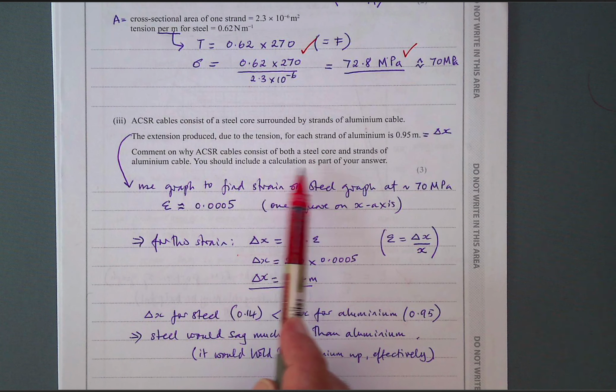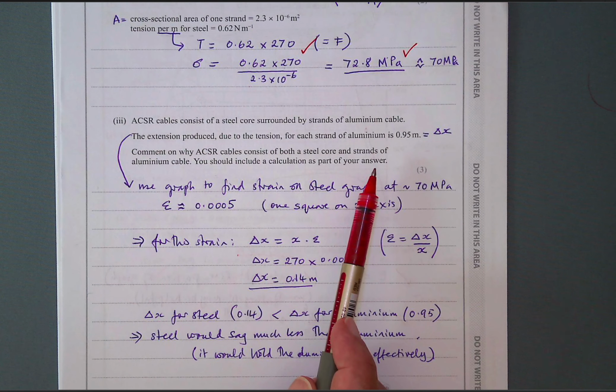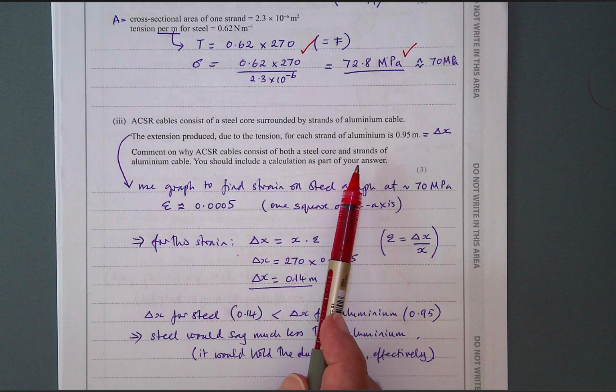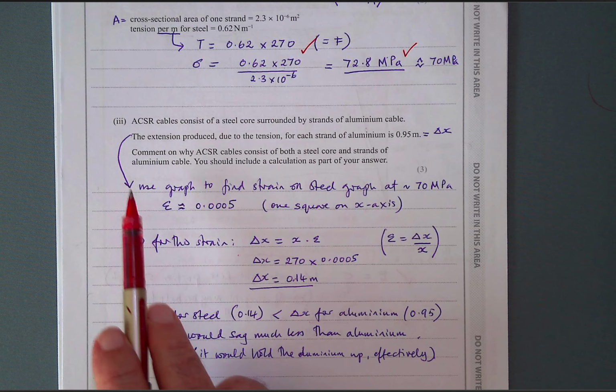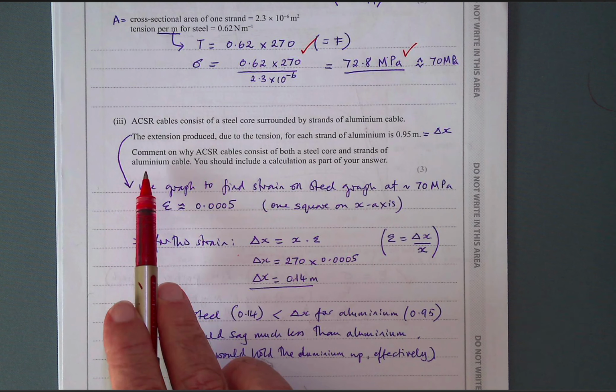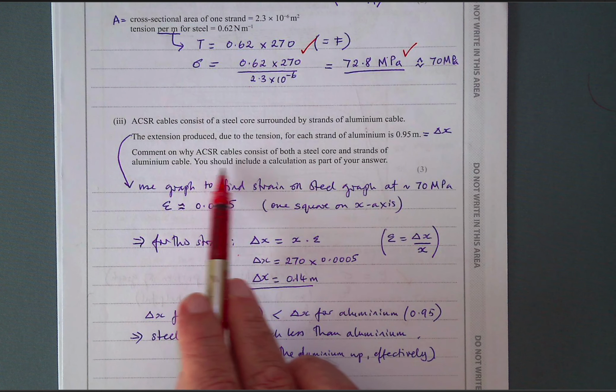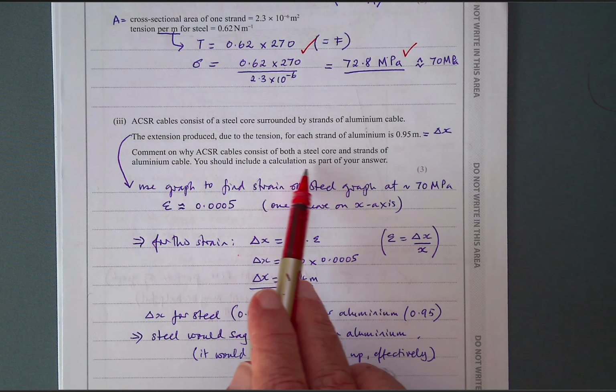You should include a calculation as part of your answer. Okay, so comment on why they have them. So you have to use your graphs. They want you should use a calculation as part of your answer. That means they want you to use the graph. So here, the extension produced is 0.95.